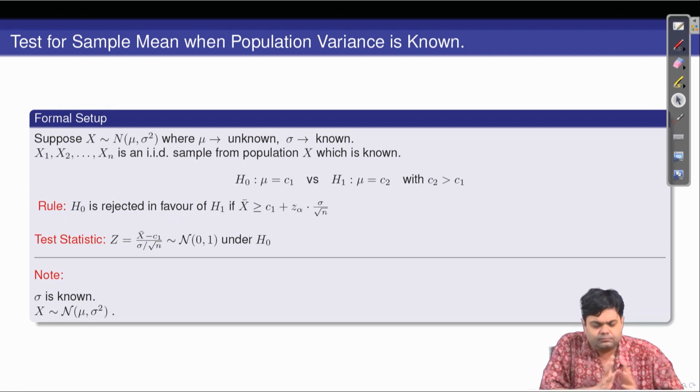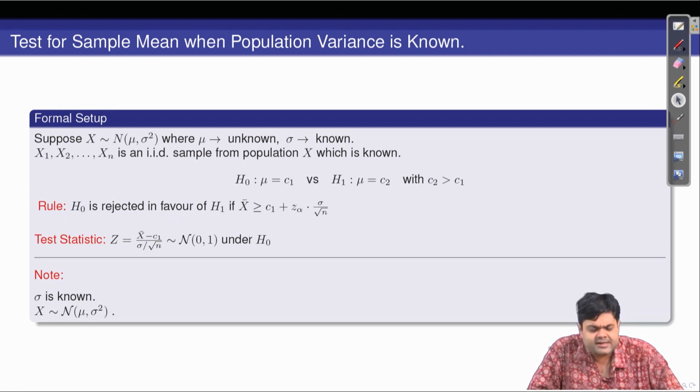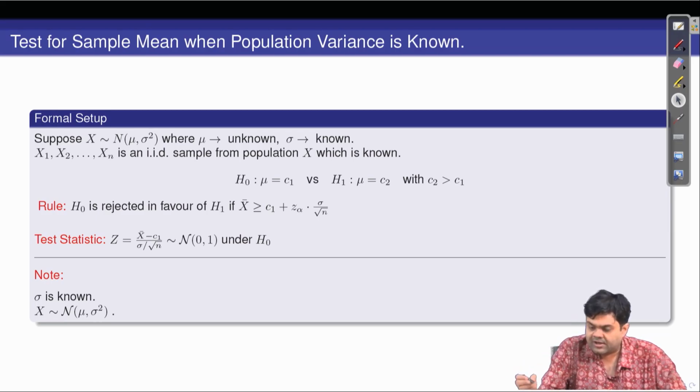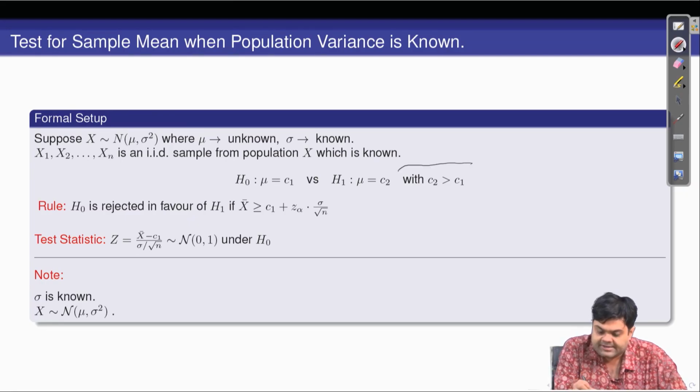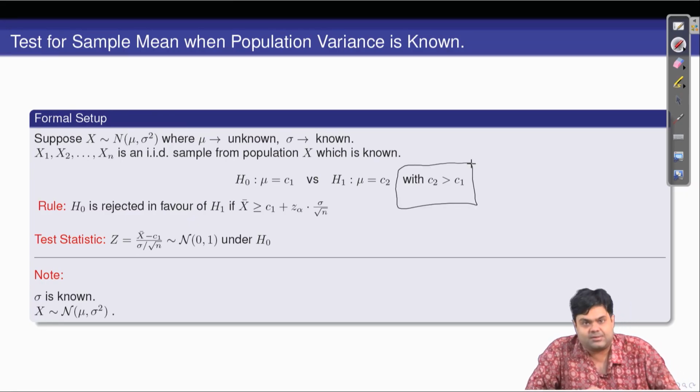But for now, we are interested in testing two hypotheses. One is that the population mean is equal to a fixed value C1, versus the population mean equal to C2. So mean equal to C1 is our null hypothesis, the status quo, and mean equal to C2 is the alternate. Here we are working with the case C2 greater than C1, and accordingly the rejection region will be decided.